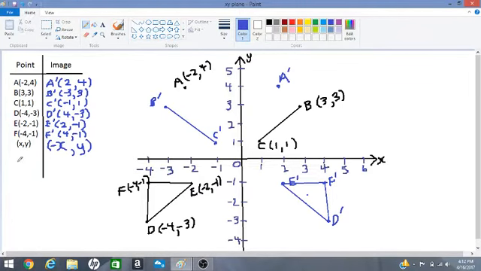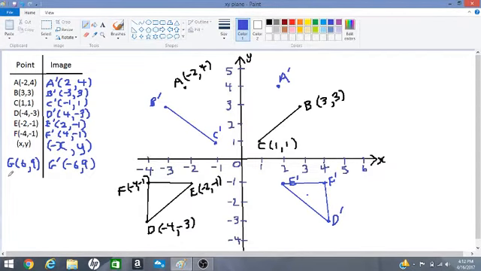Okay, so what if I asked you to reflect a point G, which was 6, 9, reflected in the y-axis? What do we get? We get G prime over here. The first number would therefore become negative, and the 9 would be unchanged, right?